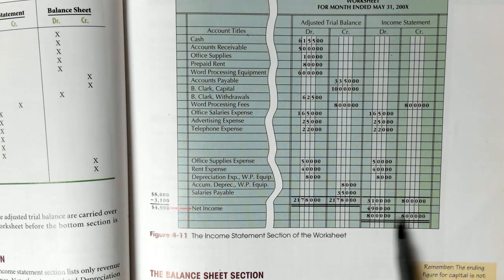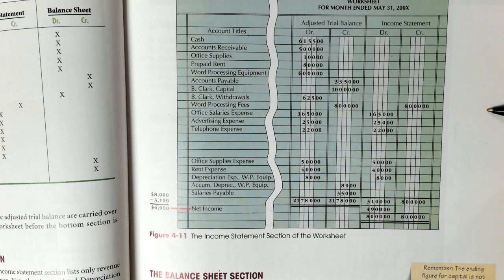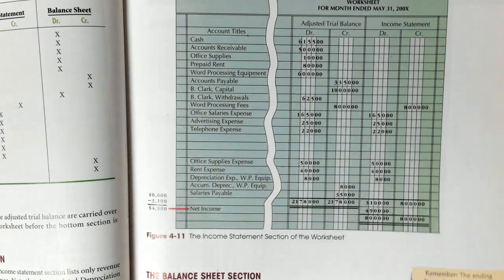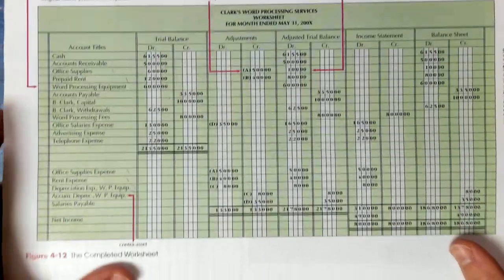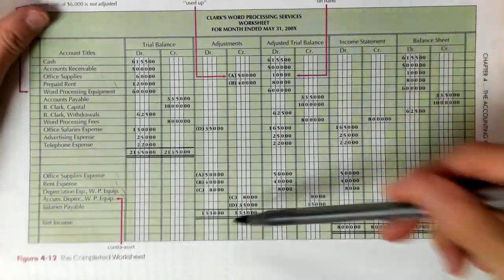So we need these to be in balance. Net income goes on the smaller side. And lastly, we're going to look at the balance sheet. So the balance sheet is going to be the next section within this worksheet. It would be over here. In this case, if you can just flip to page 132, and then just take a look at our completed worksheet and see everything all put together over there.